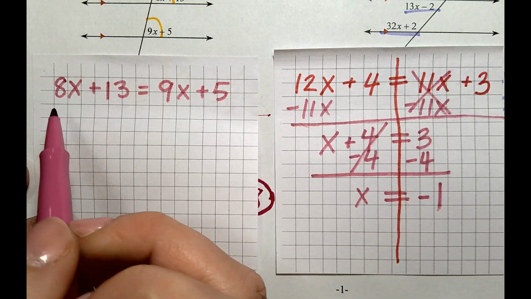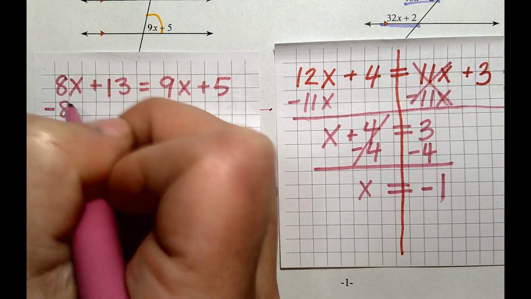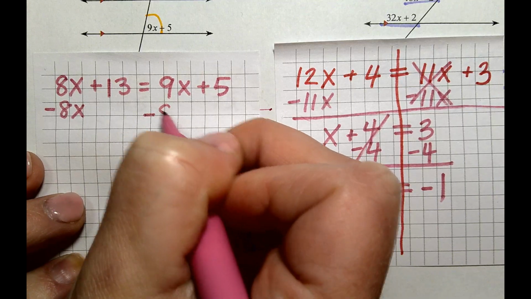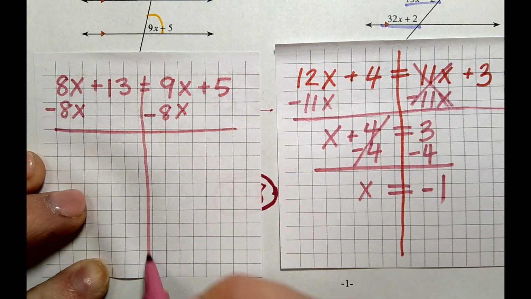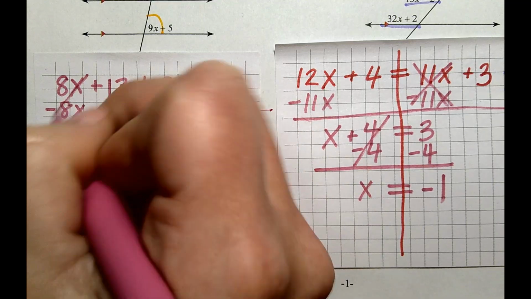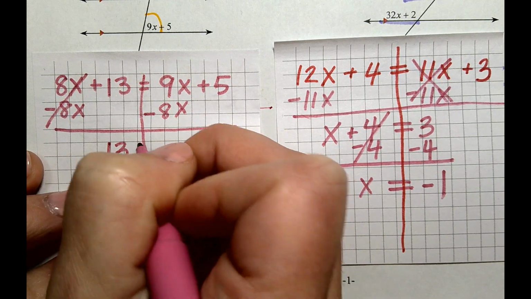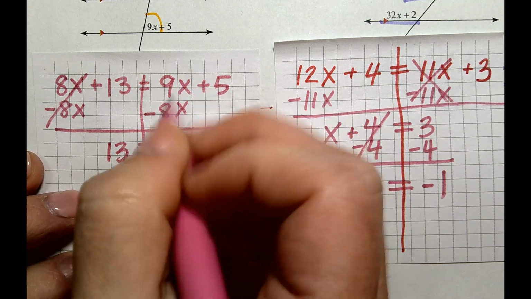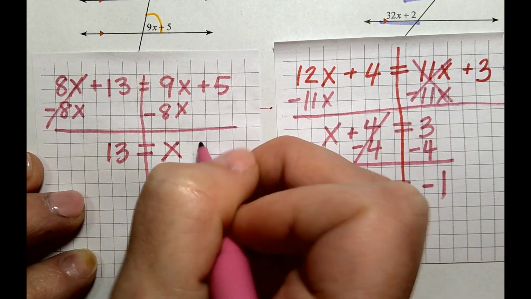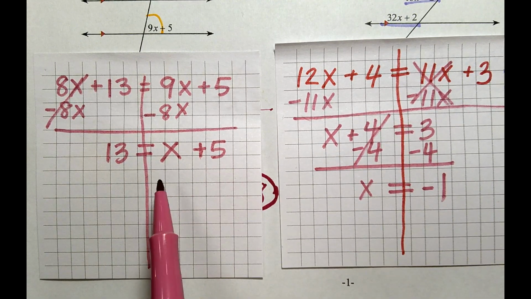So if I had 8x plus 13 equals 9x plus 5. I'm always going to recommend combine your x's first. Subtract the 8x. Subtract the 8x. Those 8x's cancel. And then I'm left with 13 equals 9x minus 8x is just x plus 5. From here, does this look a little bit easier to solve?